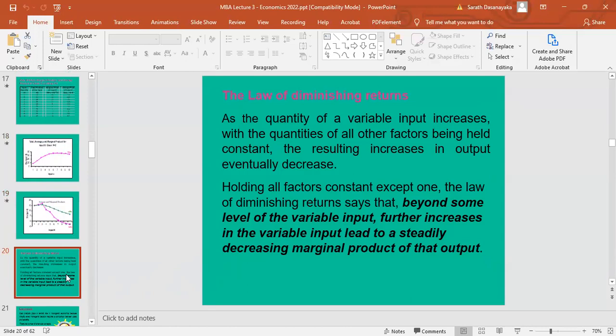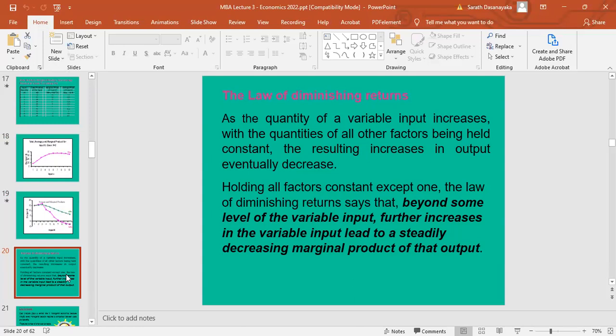Then we can further explain the law of diminishing returns. As the quantity of a variable input increases, with the quantities of all other factors being held constant, the resulting increase in output eventually decreases. That means one acre of land can absorb a maximum of 100 people. If you increase from 100 to 200, then definitely output will go down. Then what is happening in the public sector?